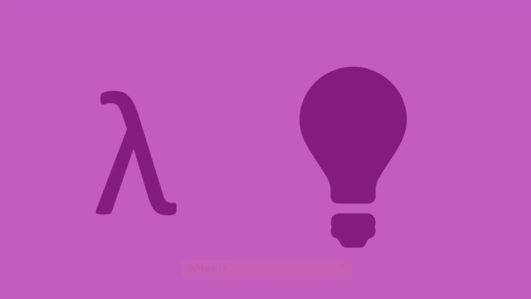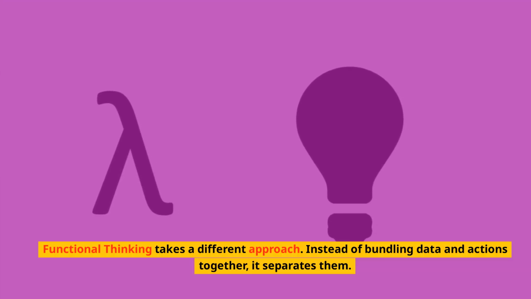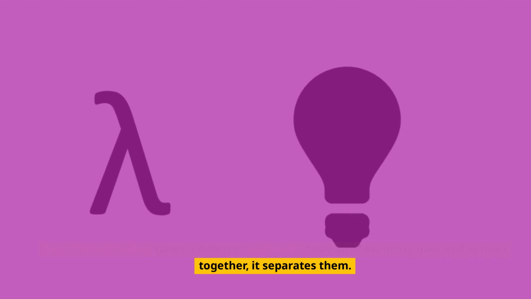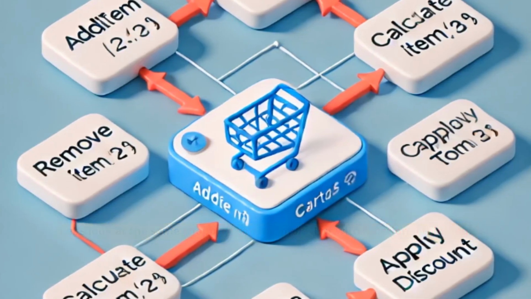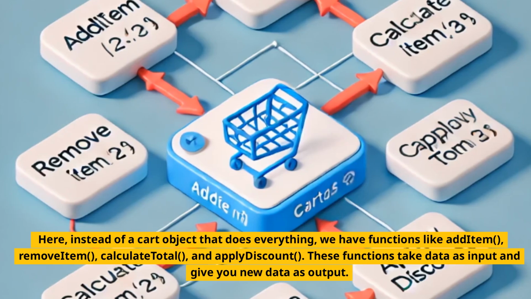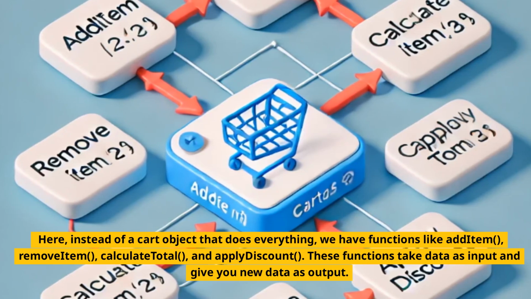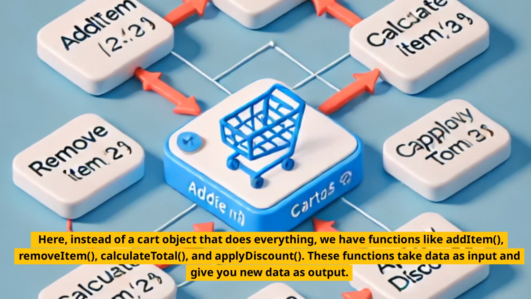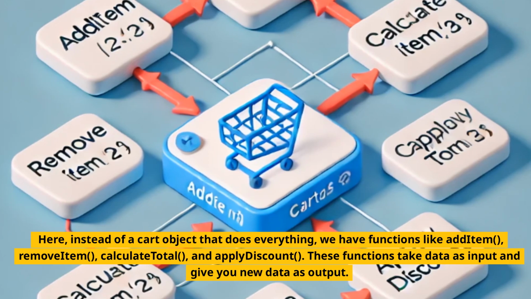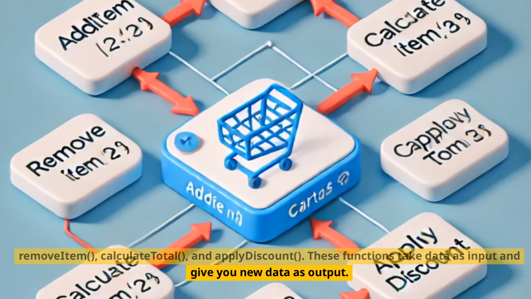What is functional thinking? Functional thinking takes a different approach. Instead of bundling data and actions together, it separates them. Let's look at the same shopping cart example, but with functional thinking. Here, instead of a cart object that does everything, we have functions like add item, remove item, calculate total, and apply discount. These functions take data as input and give you new data as output.